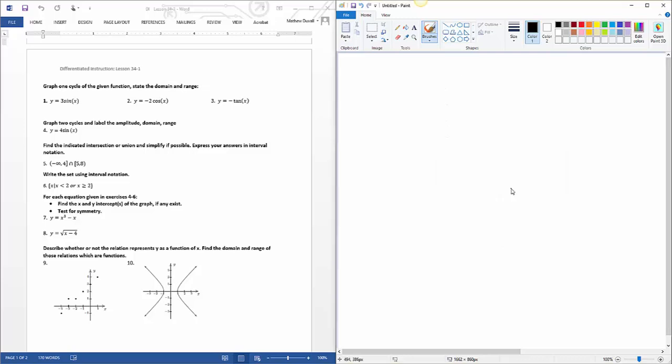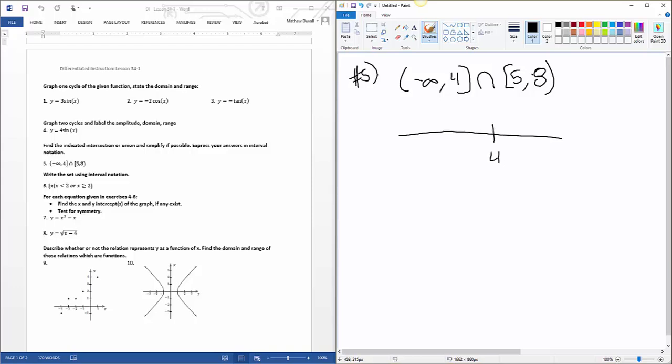All right, going over number 5. We have negative infinity to 4, intersection from 5 to 8. So from negative infinity to 4, we'll say here's 4, closed circle. How does that intersect with 5 to 8? Well, here's 5, closed circle, and all the way to 8, open circle. Because it's asking for the intersection, it's saying where do these overlap? Well, they don't overlap at all. So empty set, or no solution, no value.